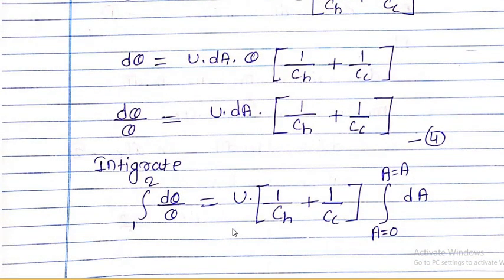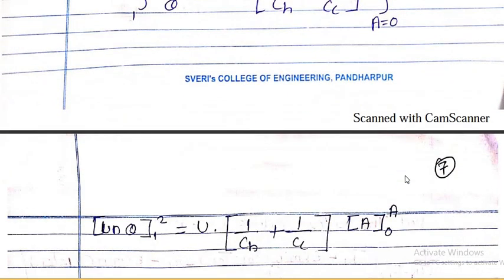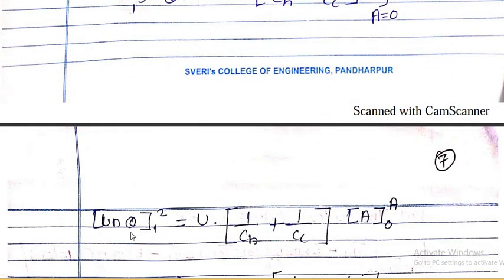Now we have to integrate this particular equation. Integration from theta 1 to theta 2 of d theta divided by theta is equal to U into bracket 1 divided by C_h plus 1 divided by C_c. This is the constant, so we have to take this constant out of the integration sign, and integration should be provided only for dA. So integration of dA with limits from 0 to A. Now the integration of d theta divided by theta is nothing but ln of theta, and we have to provide its limits. Then integration of dA is A, and we have to provide its limits.